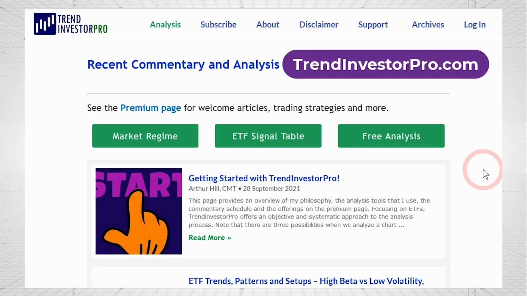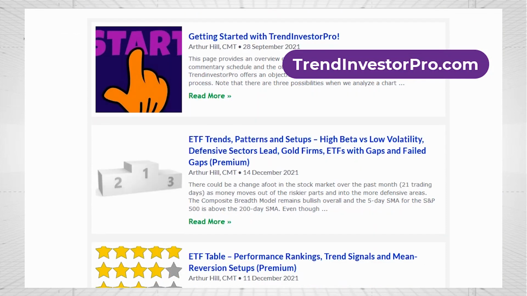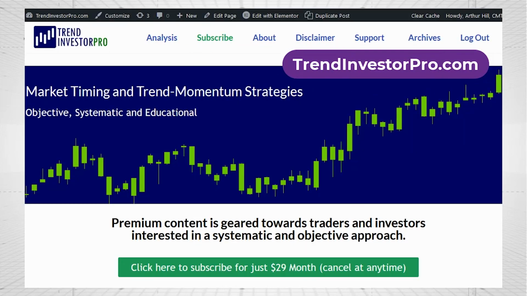Here's the main analysis page at Trend Investor Pro. And on Tuesday, I was going over the signs of risk off, if you will, high beta versus low volatility, defensive sectors leading. Then I looked at gold and it was firming. And I'm going to show some of these ratio charts here today using StockCharts.